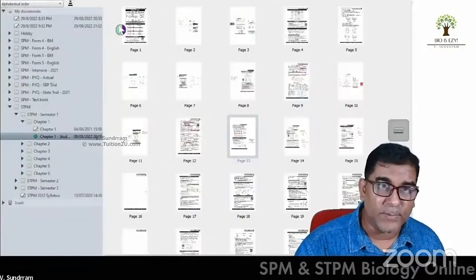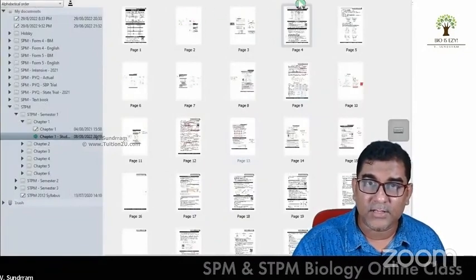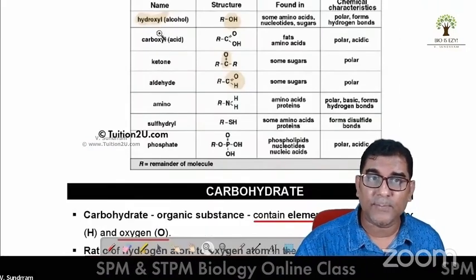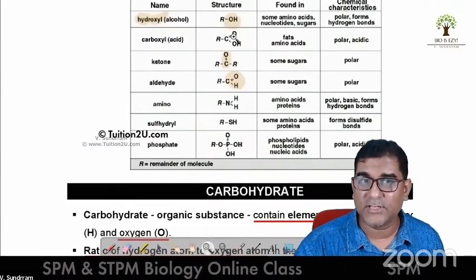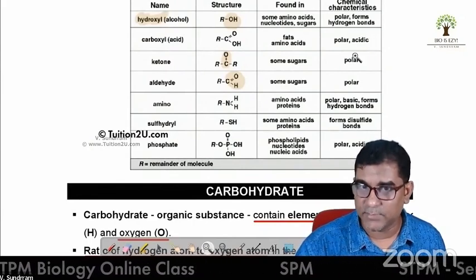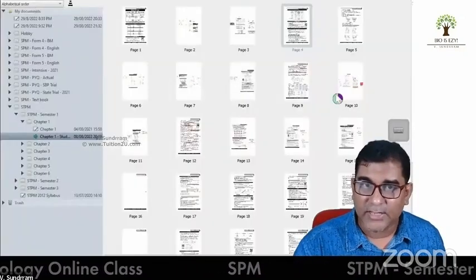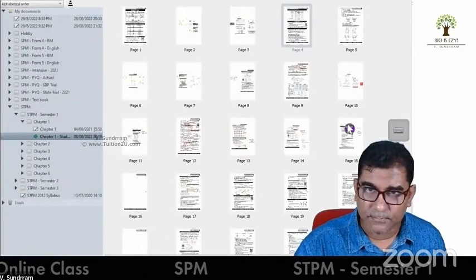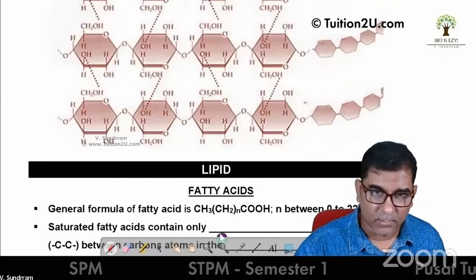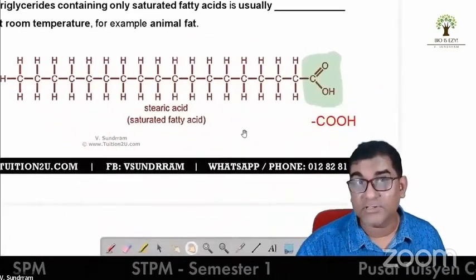The name should be somewhere in the 3rd or 4th page. There it's here. Carboxyl group, also known as carboxylic group, COOH. It's supposed to be acidic. Okay, so this is the carboxylic group.